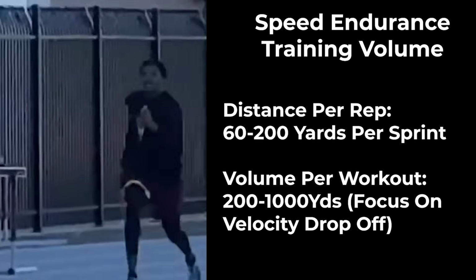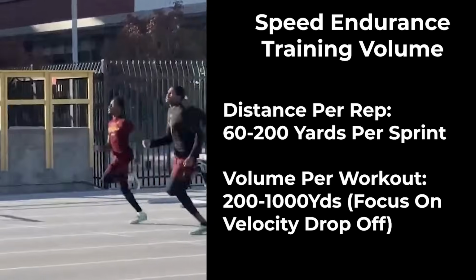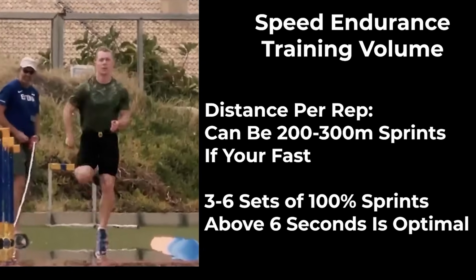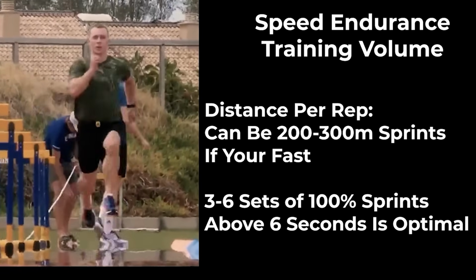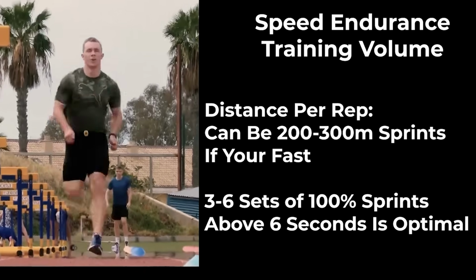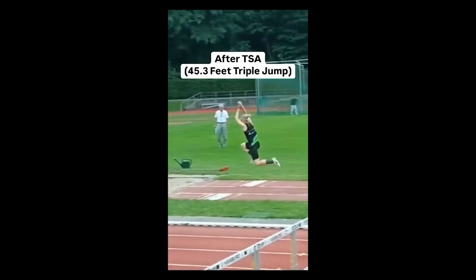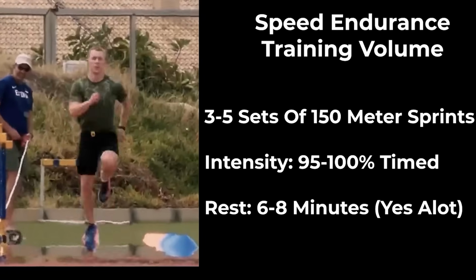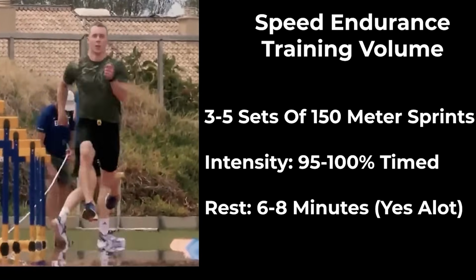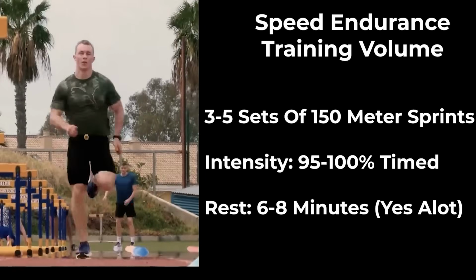For speed endurance, I suggest doing max effort sprints for longer distances around 60 to 150 meters. Push this out to 200 to 250 yards if you have some speed. All you need is max effort sprinting past 6 seconds with high rest. A good example of what I would program for my athletes would be 3 to 5 times 150 meters max effort sprints with 6 to 8 minute rest between each set.